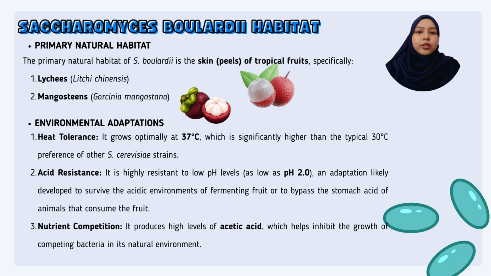Unlike most Saccharomyces that prefer cooler environments, Saccharomyces boulardii has evolved specific traits to survive its tropical habitat. It is heat tolerant, as it can grow optimally at 37 degrees Celsius, higher than other Saccharomyces cerevisiae that prefer 30 degrees Celsius. It also has high acid resistance, down to pH 2.0, which is an adaptation that likely developed to survive the acidic environments of fermenting fruit or the acidic stomach of an animal that consumed the fruit. Lastly, it has nutrient competition. Saccharomyces boulardii produces high levels of acetic acid that helps to inhibit the growth of competing bacteria in its natural environment.